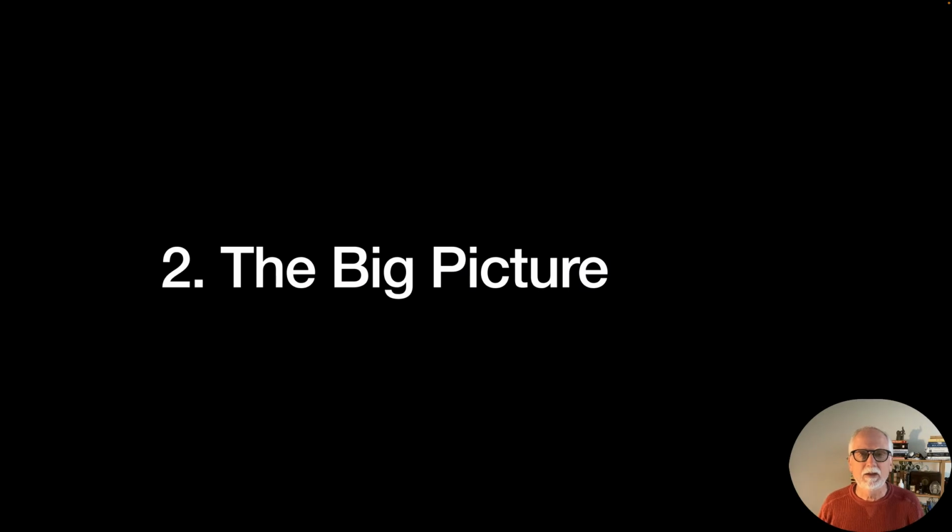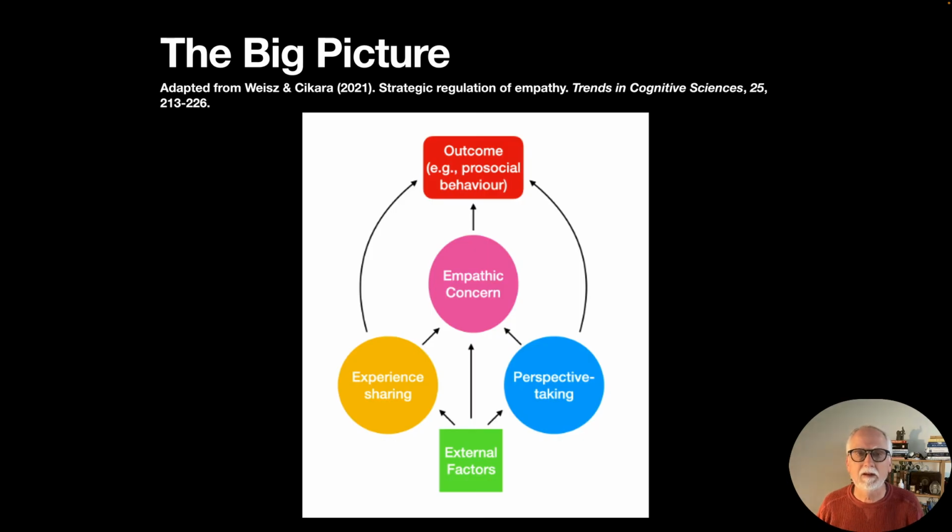So let's go on to look at this in terms of a big picture, a big psychological picture about how all of it works. Now, this is adapted from Weiss and Sakara, who published a paper in 2021 on empathy and the trends in cognitive sciences.